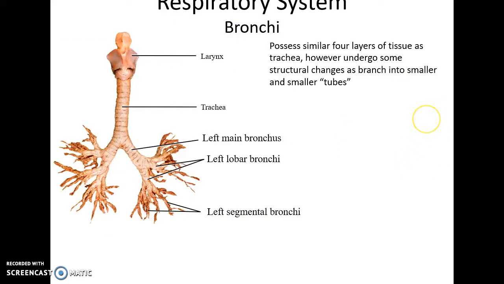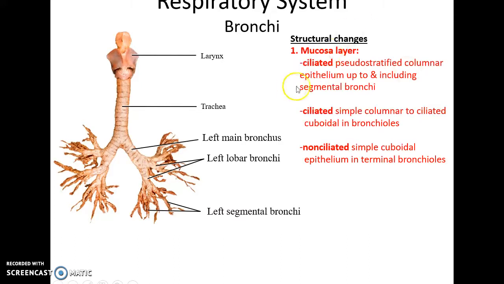The bronchi possess the same 4 layers, similar to what you found in the trachea. However, as the bronchi get smaller and smaller, there are some structural changes that occur. So, for instance, on the mucosa layer, the innermost layer, it initially starts off in the main bronchi with ciliated pseudostratified columnar epithelium, but as you go deeper and deeper in, it becomes ciliated simple columnar and then finally ciliated cuboidal epithelial tissue in the bronchioles, until finally, when you reach the terminal bronchioles, there is no more cilia, it's just simple cuboidal epithelium.